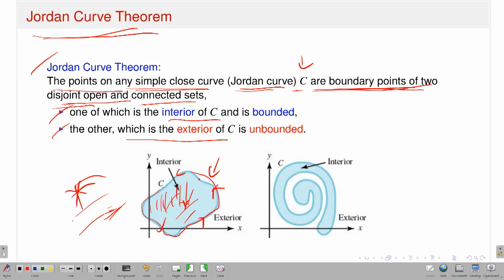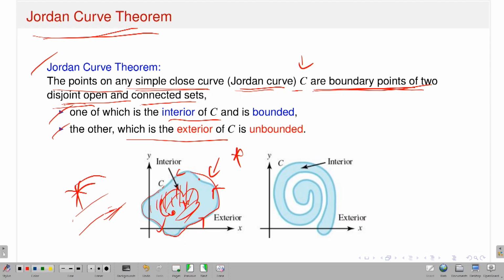So the Jordan curve theorem says that if I have a simple closed curve or Jordan curve, then it gives boundary points of two disjoint open connected sets. One disjoint open connected set is this one, another is the interior one, and C is the boundary. So the Jordan curve theorem says that I can break my whole complex region into two disjoint open connected sets where the boundary is my simple closed curve, the Jordan curve itself. That's exactly what I have written.